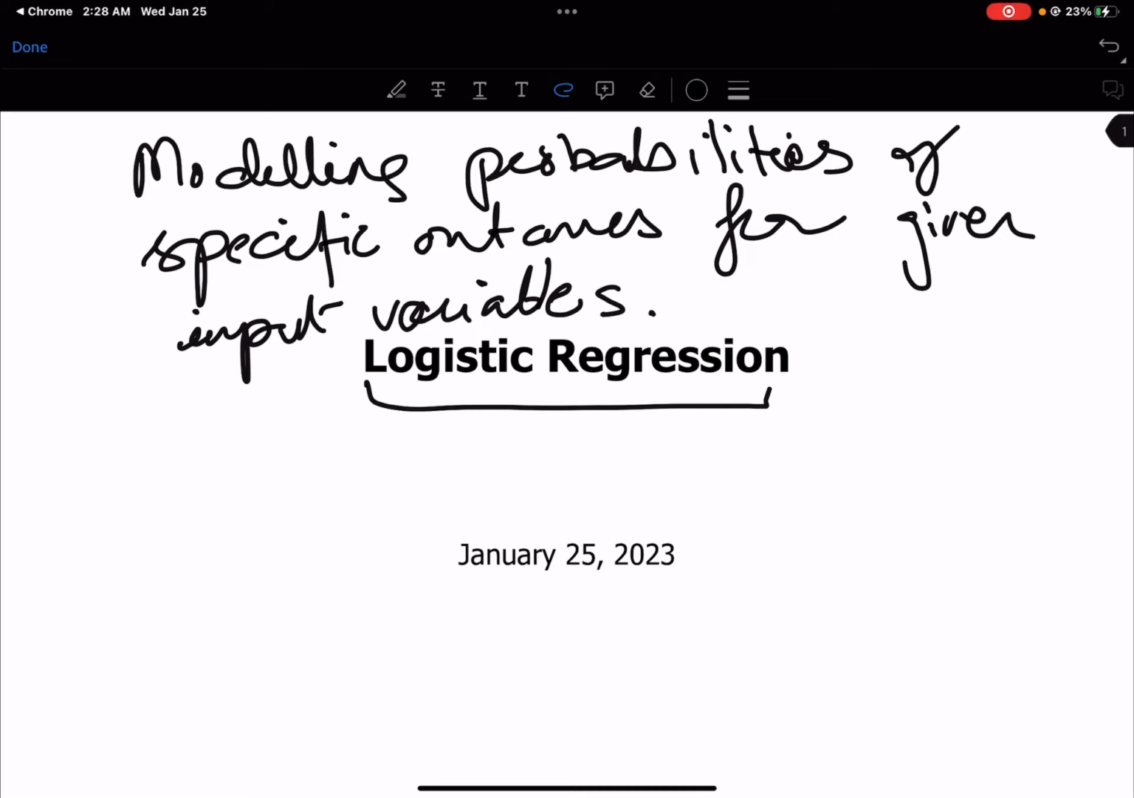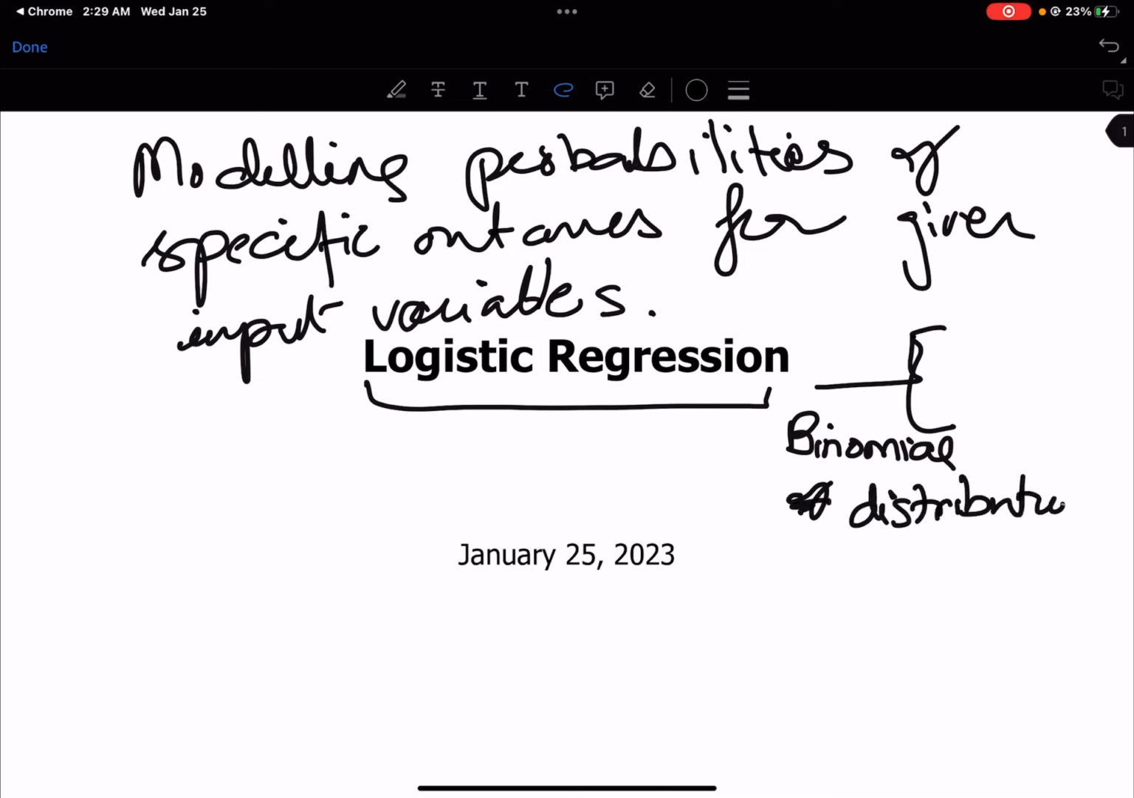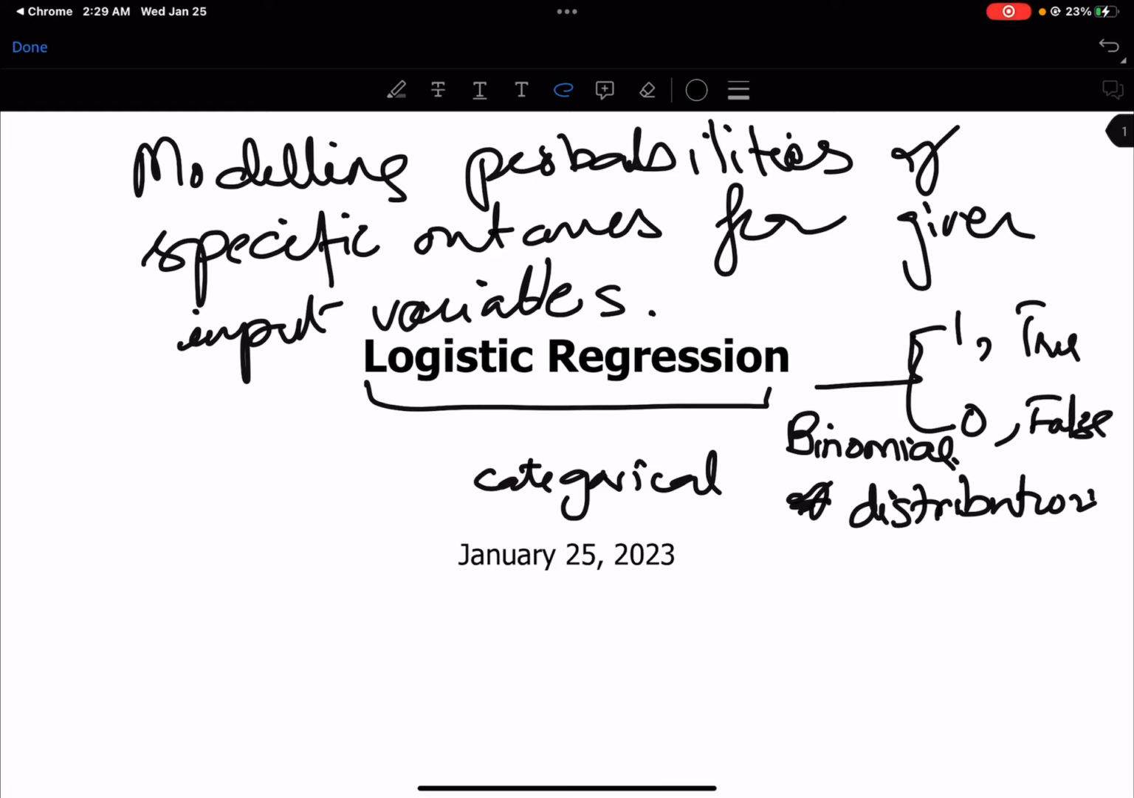They are generally used in situations where we have a binomial distribution of our data, where the values can be either 1, 0. They could be categorical, such as true, false, such as healthy, unhealthy. So these are some of the categorical distributions where we can use our logistic regression.